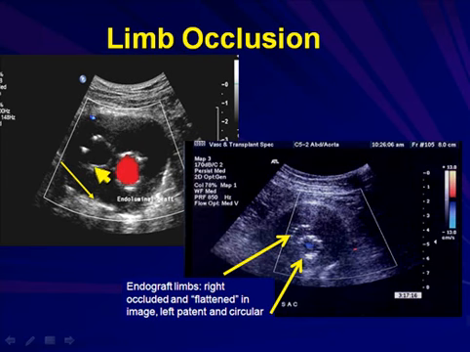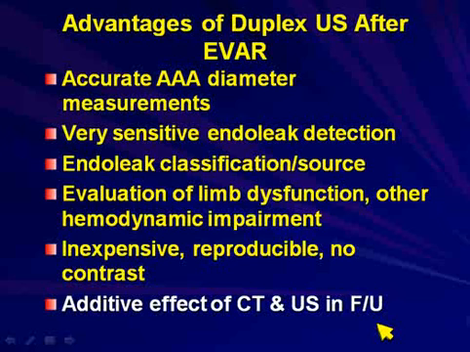This is what we don't want to see. This is an endograft occlusion in this limb. And here's an example where you see that this limb, the right limb, is flattened, occluded, and very different in appearance from the circular, normal left patent limb.